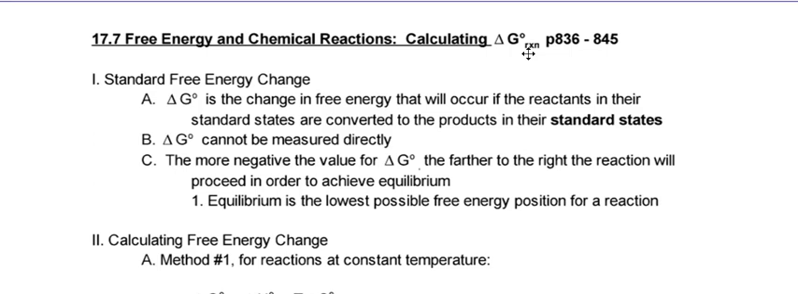Finally, the more negative the value for delta G, the further to the right the reaction will proceed. What does that mean? The more products you make in order to achieve equilibrium. All right, we'll talk more about equilibrium later on. So, just for right now, the more negative, the more products you're going to make, okay? It says equilibrium is the lowest possible free energy position for a reaction. If you go back and look at the very beginning of this idea of delta G, you'll see that it looks like a big loop or big U, and it's spontaneous if you go down the hill, and it's zero if you're at the very, very bottom.